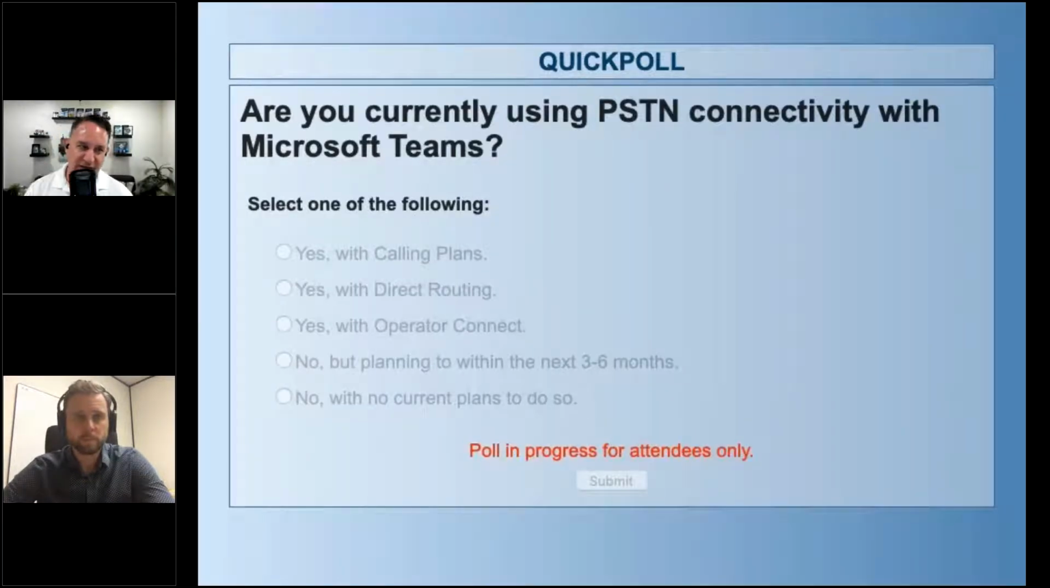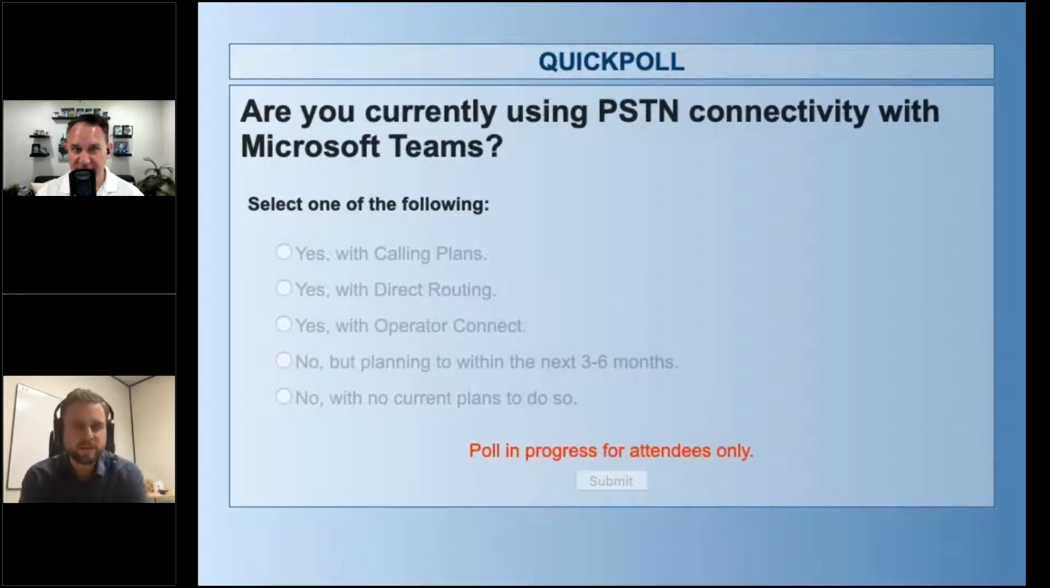And you can see here it says, are you currently using PSTN connectivity with Teams? You got a couple of options there: yes, with calling plans, with direct routing. Rob and I were just talking about how more and more folks are starting to use Operator Connect. Maybe no, you're planning on doing it very soon, and then you have no plans at all. And while we're waiting for our audience to interact with that poll, Rob, based on experience with customers, what are you expecting to see as the answer here?